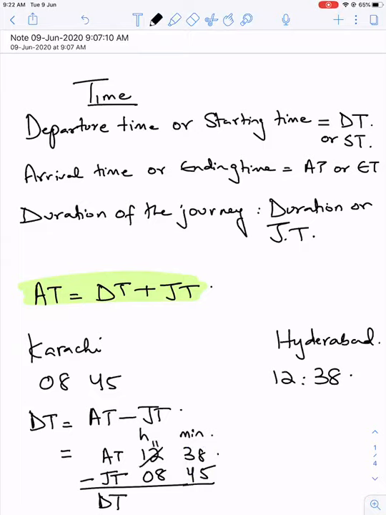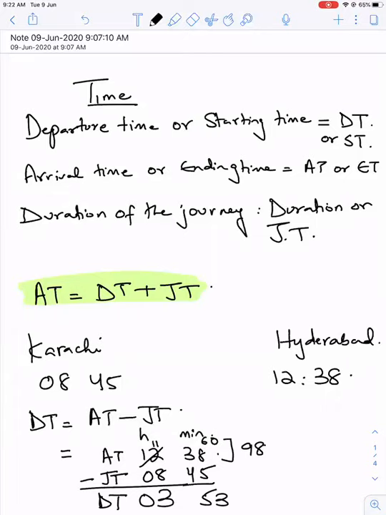Now we are shifting 1 hour from the hours column to the minutes column. When 1 hour goes to the minutes column, it becomes 60 minutes. Previously you had 38 minutes; if you add 60 to 38, you get 98 minutes. Now 98 minus 45 is 53 minutes. 11 hours minus 8 hours is 3 hours. So the duration of the journey is 3 hours and 53 minutes.